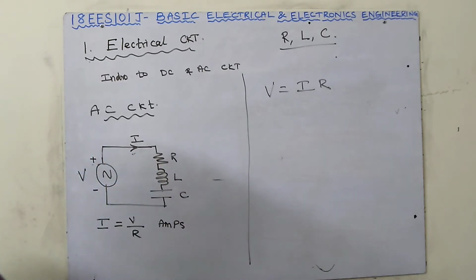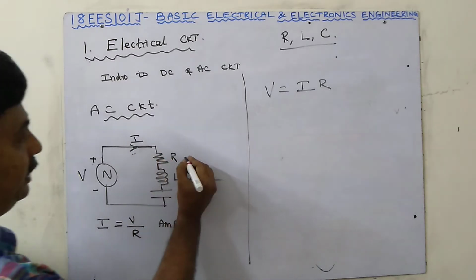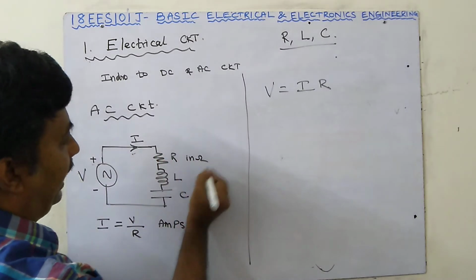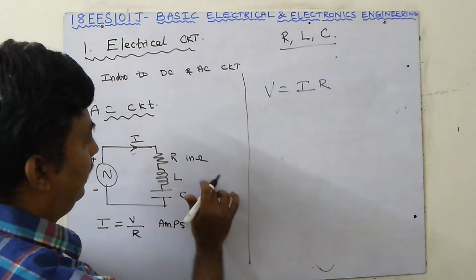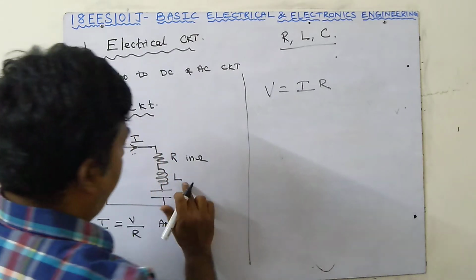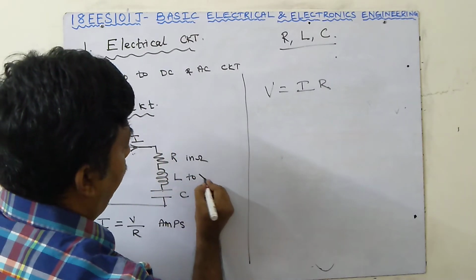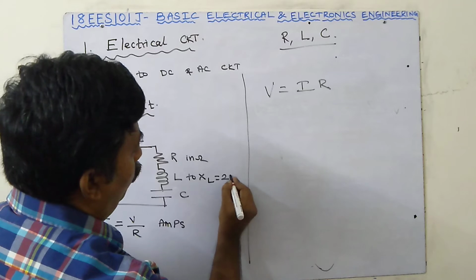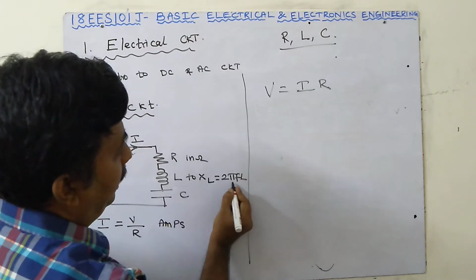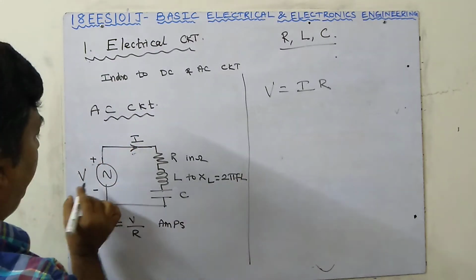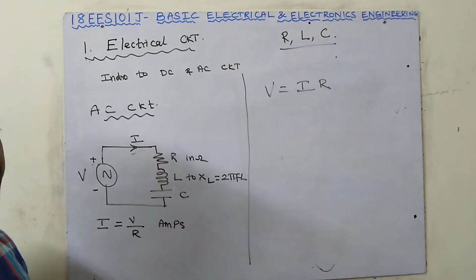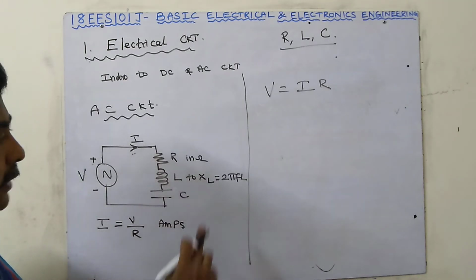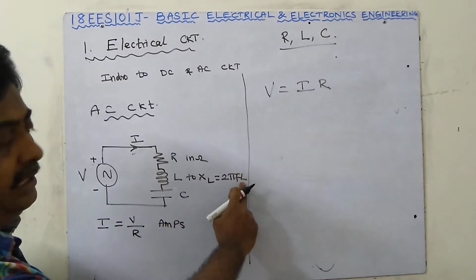Directly we can give the value of a resistor, and its unit is ohms, but L will be given in Henry. We have to convert it into inductive reactance XL. So what is the value of XL? First we have to convert L into XL: XL equals 2 pi F L, where F is the frequency. What is the normal supply frequency in India? The supply frequency is 50 Hz. L is the inductance value.